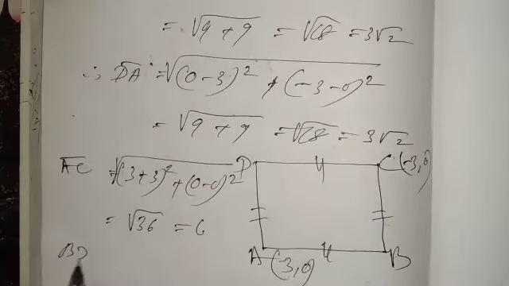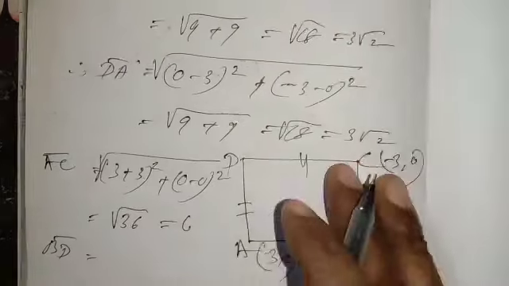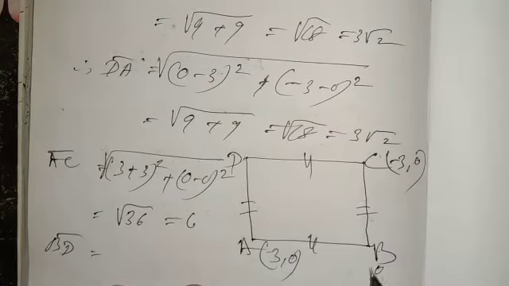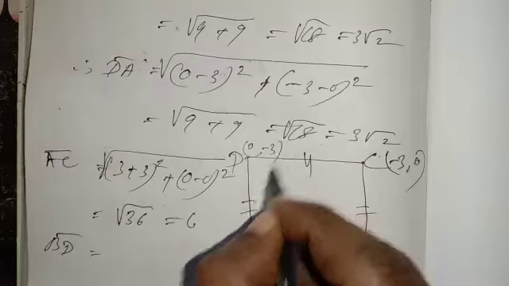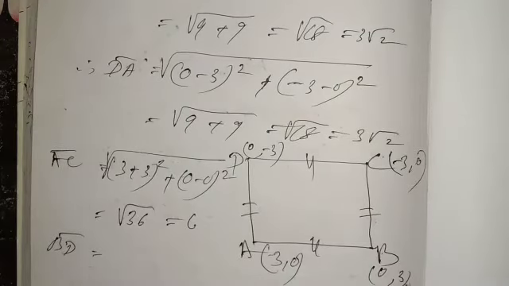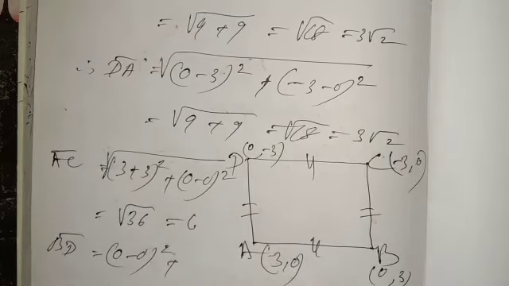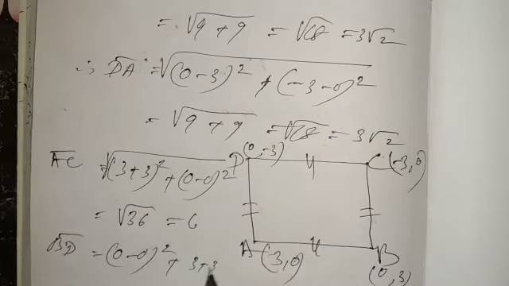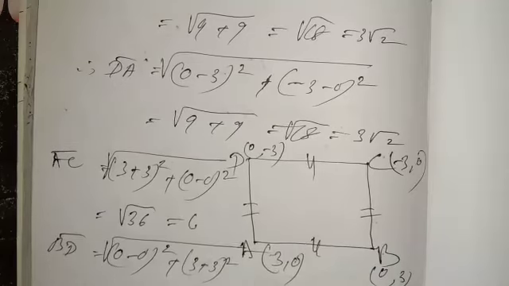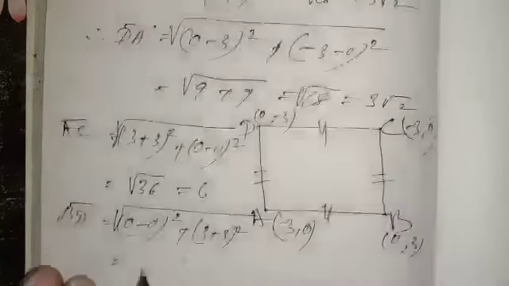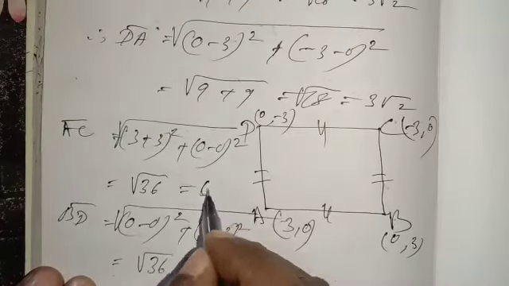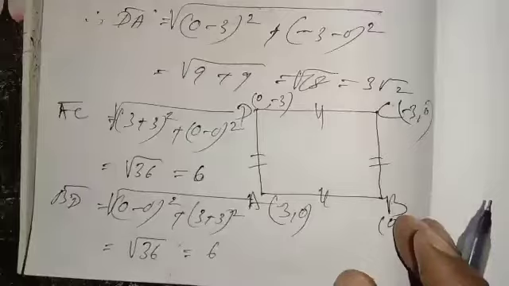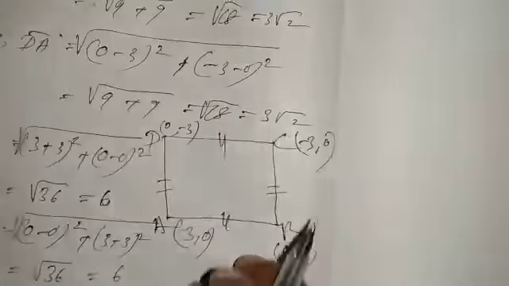And BD will be how much? B is given as 0, 3 and D is given as 0, minus 3. Therefore BD will be 0 minus 0 whole square, x2 minus x1, then 3 plus 3 whole square, root over. Means it is 0, this is 3 plus 3, 6, 36 root over. 6 is coming. Means the diagonals are equal. Whenever the diagonals are equal and four sides are equal, that means it is a square.